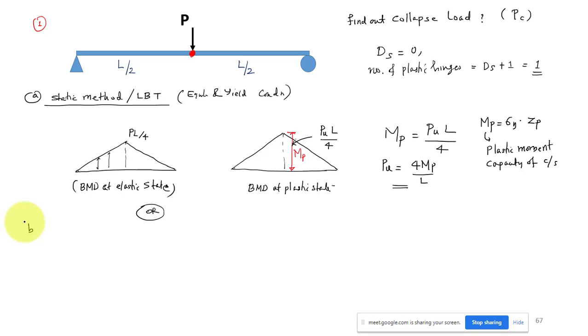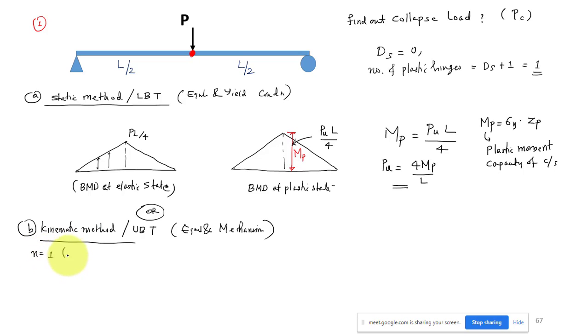And let me explain the kinematic method, or upper bound solution. Kinematic or upper bound theorem. Here the equilibrium and mechanism conditions will be satisfied, so that is why we will make use of it. We have to assume a mechanism, and we have to find the collapse load PU corresponding to the assumed mechanism. For that we know the number of plastic hinges required to form the mechanism is 1.